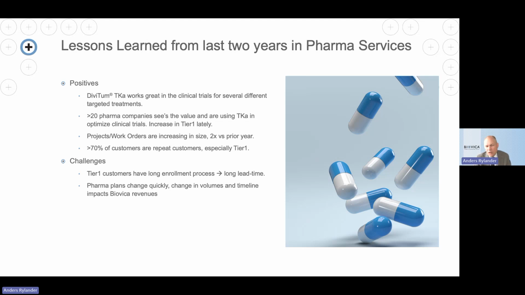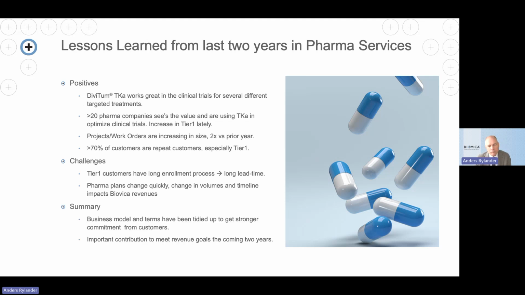That has led to the orders placed, we can also rely more on the volumes that it will really happen. So it has improved the accuracy and precision in our forecasting. So to summarize it, we have improved our business model, and that means, as I said, stronger commitment from our customers and better precision in our forecasting.